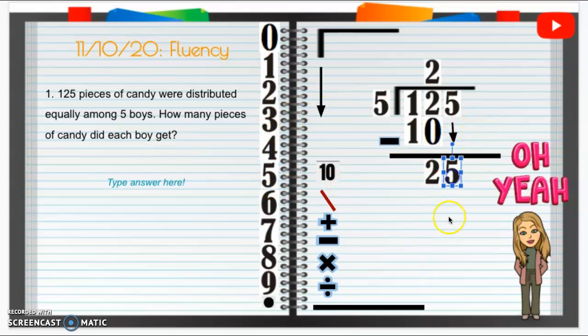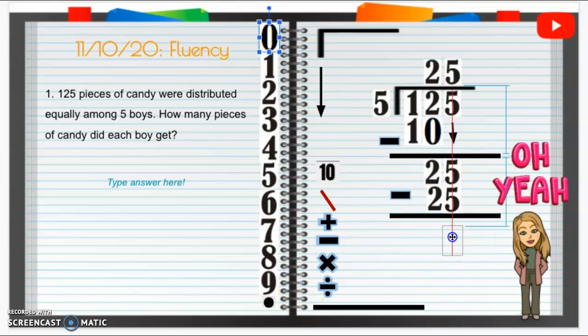So now, how many times can 5 go into 25? I know 5 can go into 25 5 times. So I'm going to put the 5 above this 5. And then I know that 5 times 5 is in fact 25. We've got a lot of 5s here. And then we subtract. And 25 minus 25 is 0.